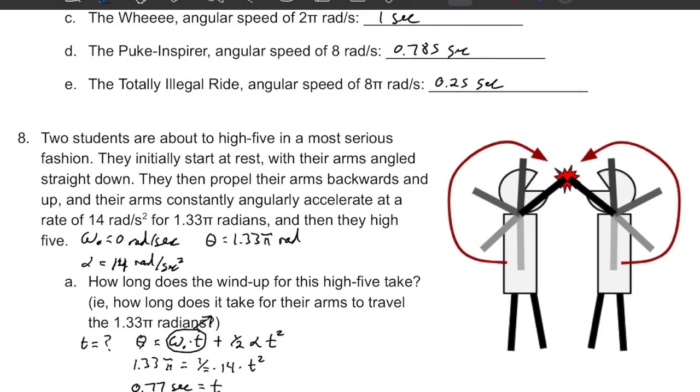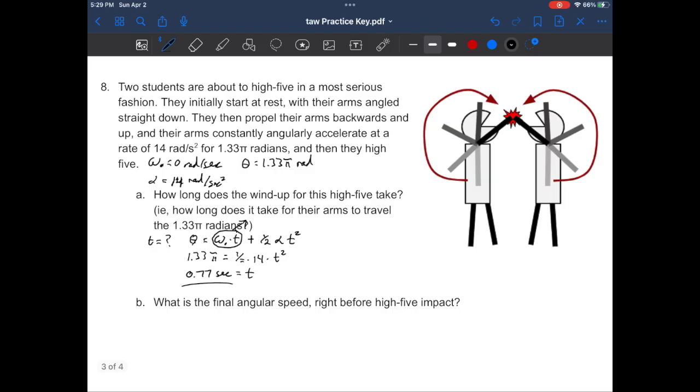What is the final angular speed right before the high five impact? So we're wanting to know what the angular velocity is. We're looking for omega. So omega is equal to omega naught plus alpha times time. Omega naught is 0, so we can take that out of our equation. We're left with omega is equal to alpha times time. Alpha we were provided at 14, and time we solved at 0.77. So omega, or final angular velocity, would be equal to 14 times 0.77. And we get 10.78 radians per second.